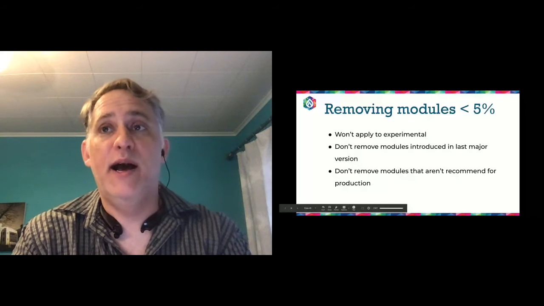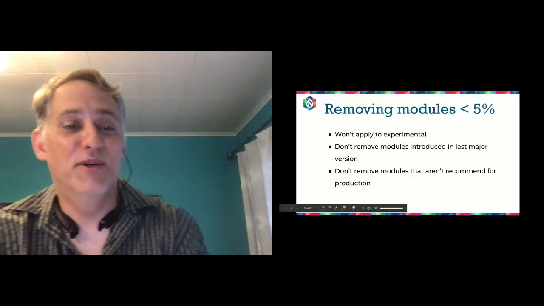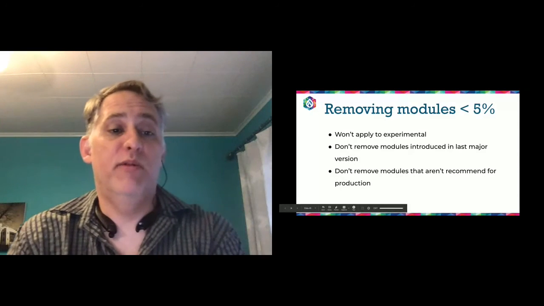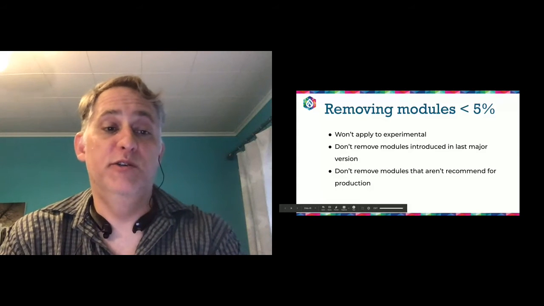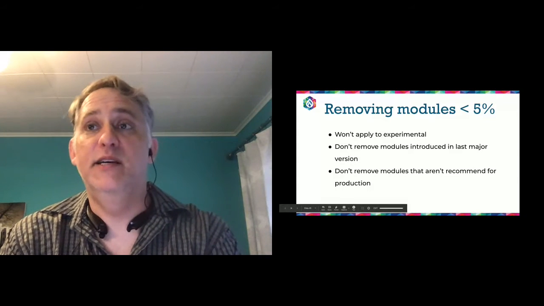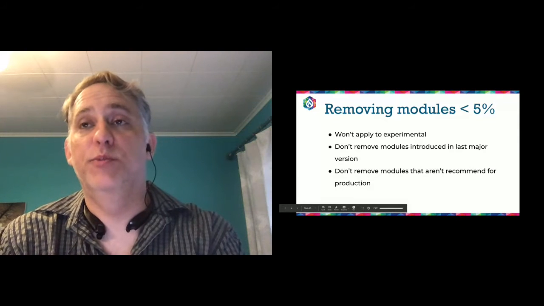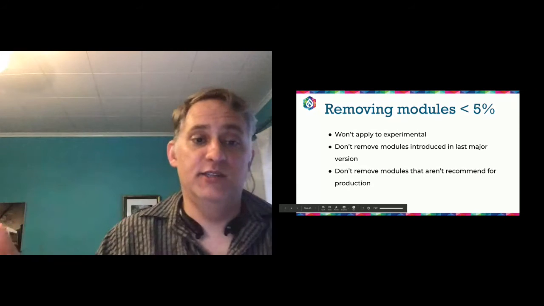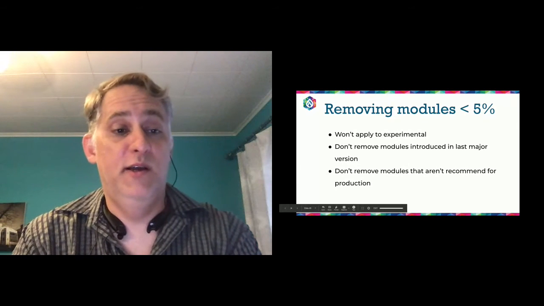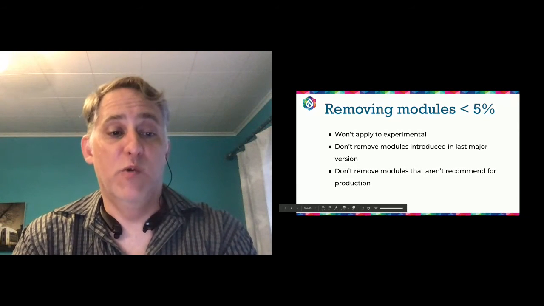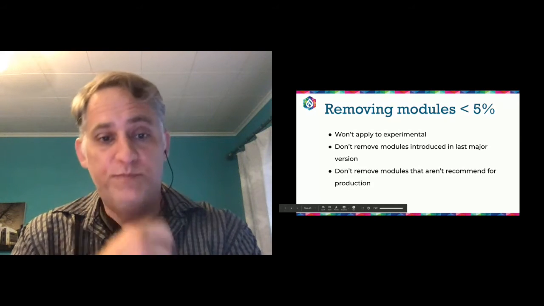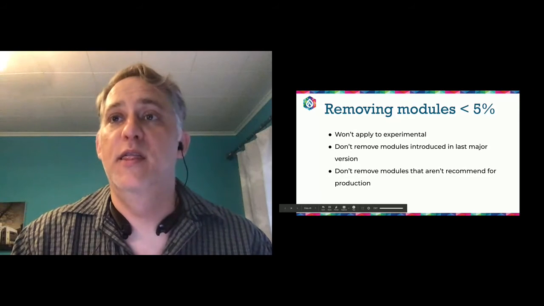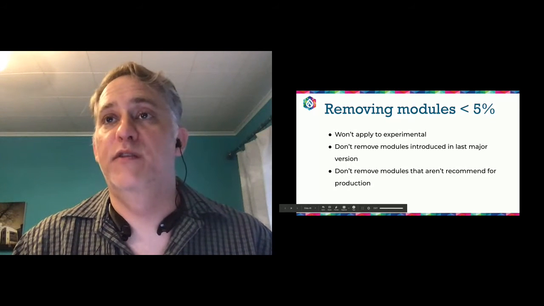This wouldn't apply to experimental modules because they already have a process for getting removed. And it also wouldn't apply to modules that were introduced in the last version of core. So the idea is if we just added something in Drupal 8, let's not remove it in 9. Let's give it a chance to get usage. And then also don't remove modules that aren't recommended for production usage, because if they're not going to be on production, then yeah, move them to contrib like we did for place block.